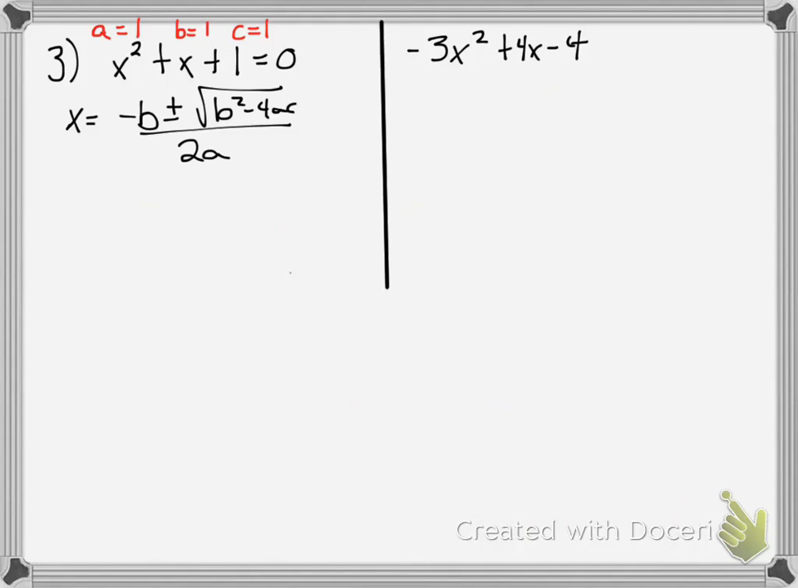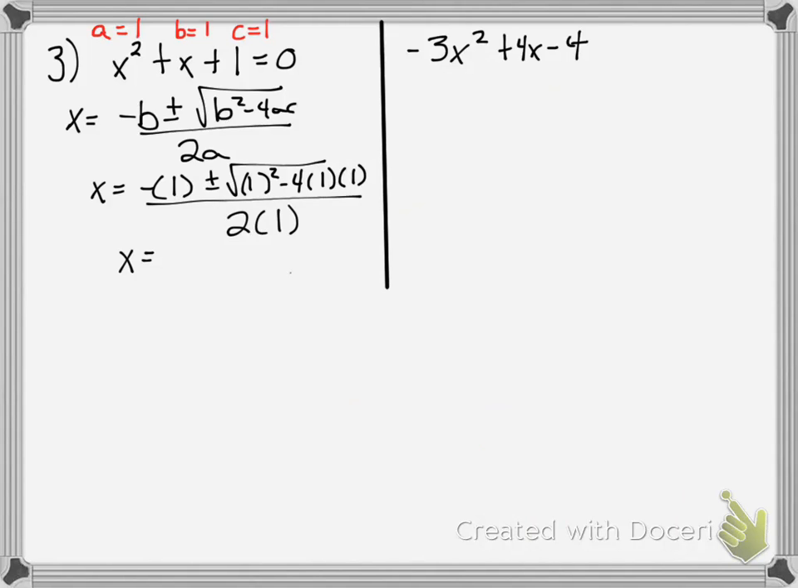So now I'm going to just fill in my equation where I've got x equals negative 1 plus and minus the square root of 1 squared minus 4 times 1 times 1, all over 2 times 1. So now I just need to simplify this.